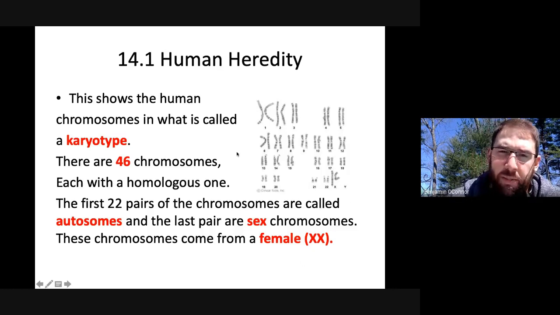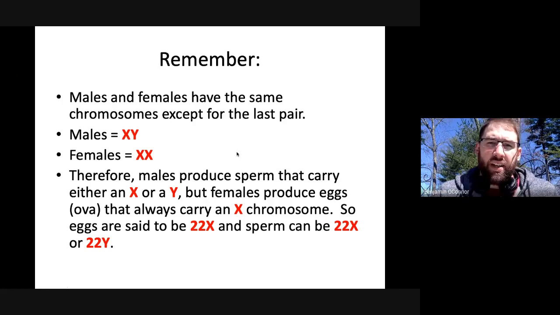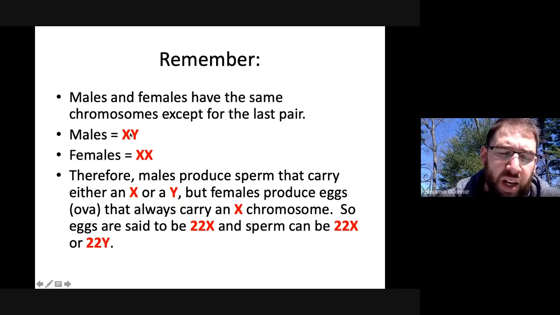Males would be XY. All right, so males and females have the same chromosomes except for the last pair. Once again, those first 22, we all have those same chromosomes as far as what they are coding for. We each have different genomes, and that's why we all look different. Once again, males are XY, females are XX.